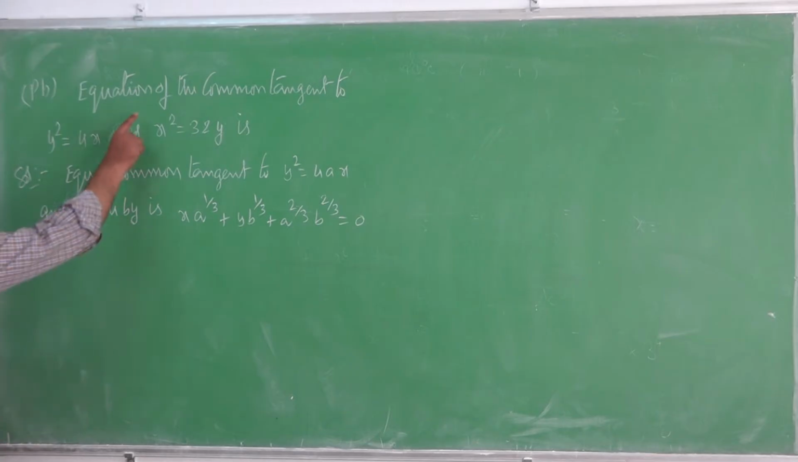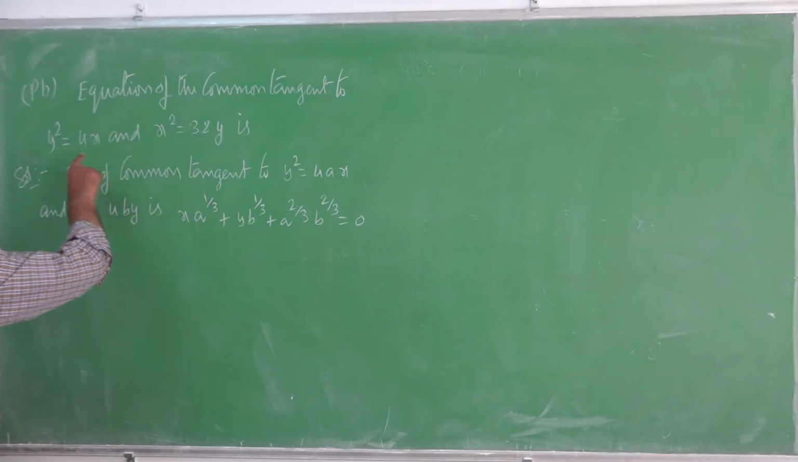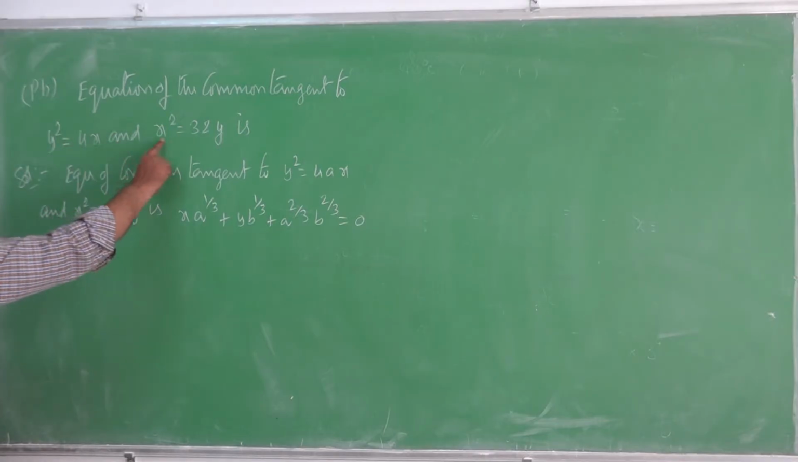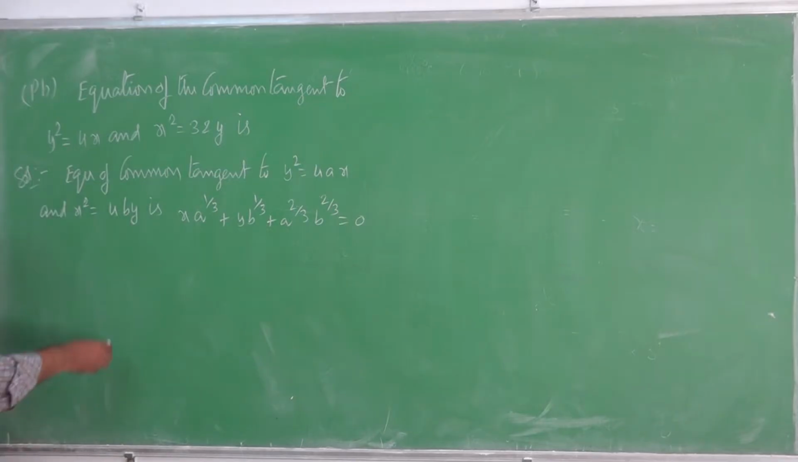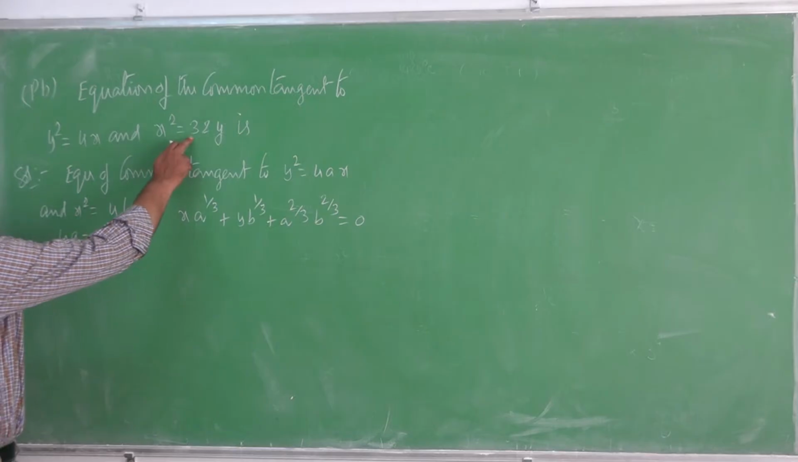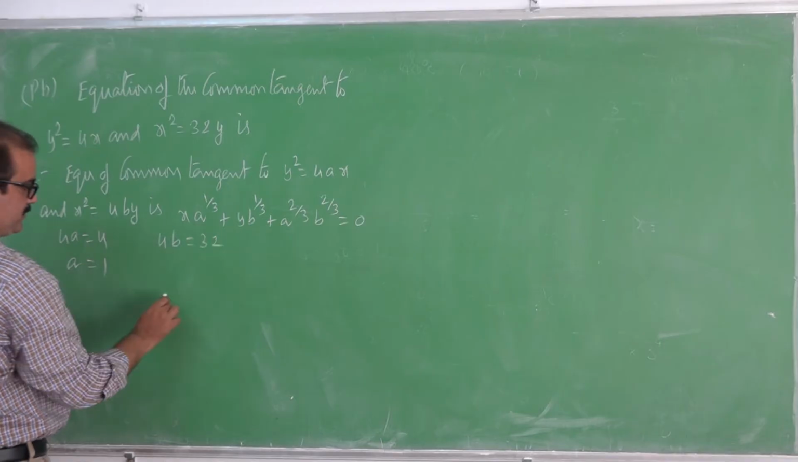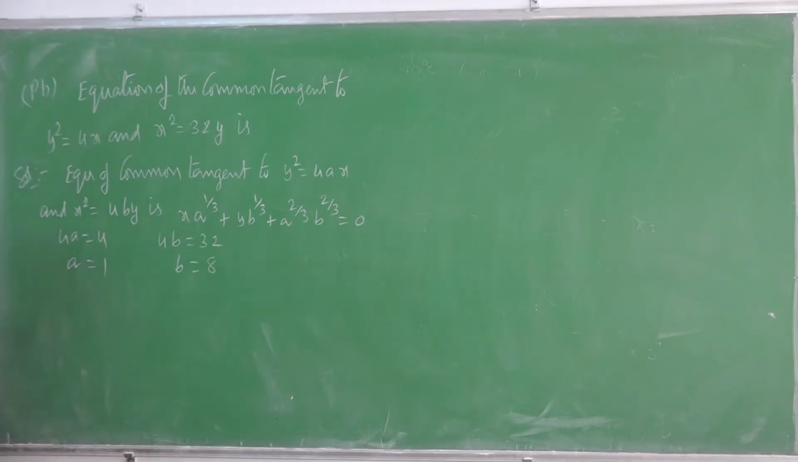Now apply this formula to this problem. What are the given parabolas here? Y square is equal to 4x, x square is equal to 32y. Now compare this parabola with y square is equal to 4ax. Then what is 4a value? 4a is equal to 4. A is equal to 1. Compare this parabola with this. What we get? 4b is equal to 32. B is equal to 8. Now substitute a value, b value here.